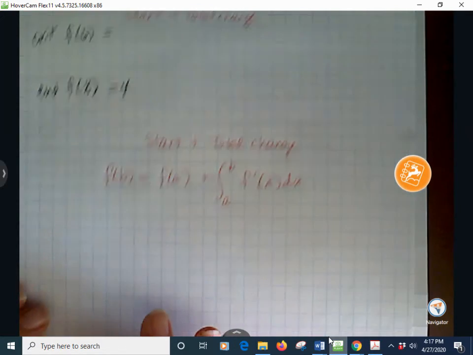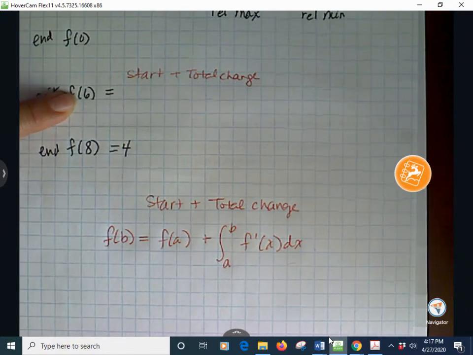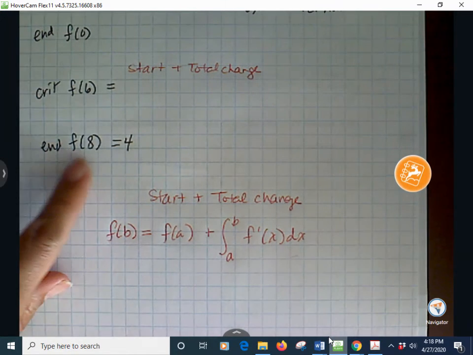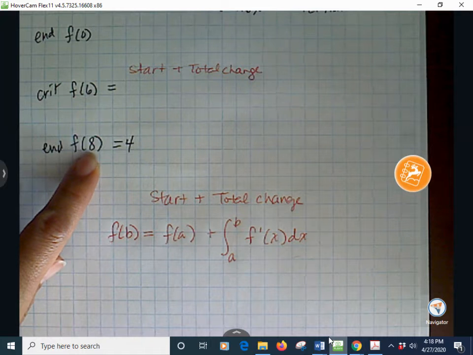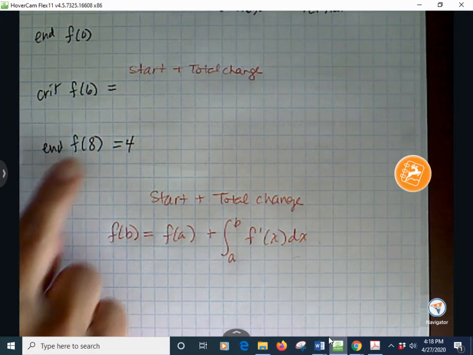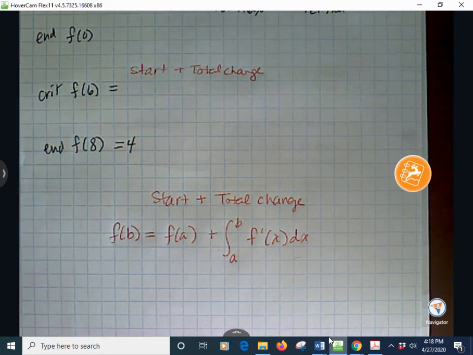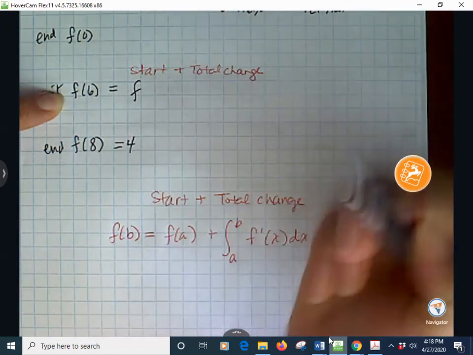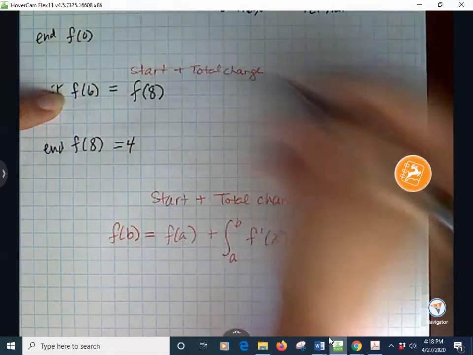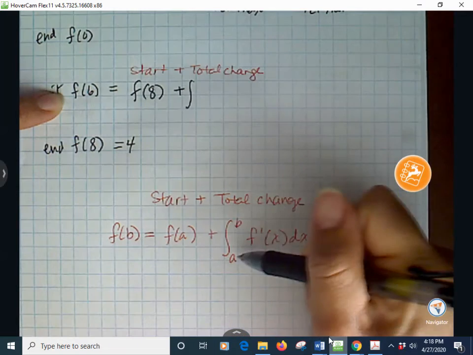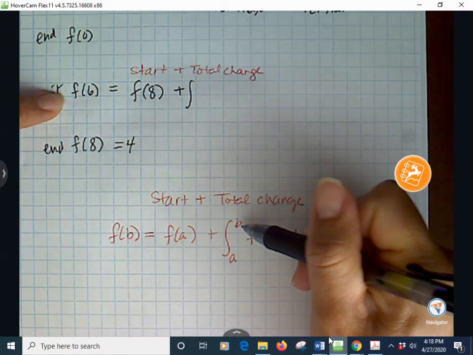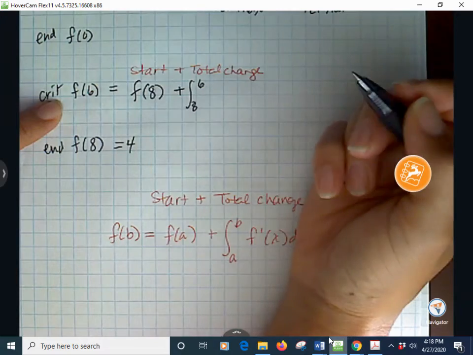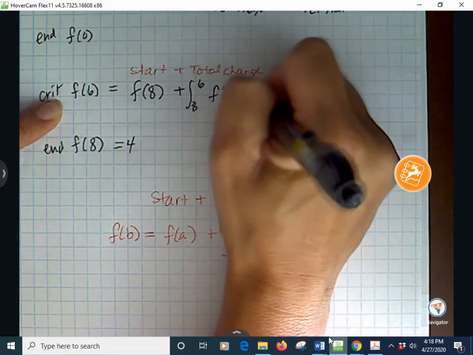But in this situation, our b is 6, and our starting is 8. So that would be like our a. So when I do this, I'll say f of 6 is equal to what the starting value that I know, f of 8, plus the integral from a to b. So a in this situation would be 8 to 6 of f prime of x dx.